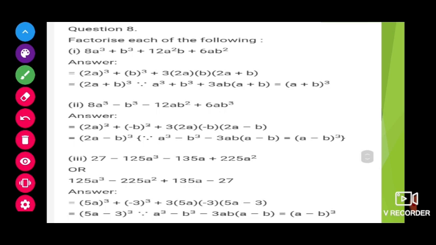Next, question number 8. Factorize each of the following. 8a cube plus b cube plus 12a square b plus 6ab square. Now children, here we are having the cube. So factorization means, as you know already, we have to convert this into one of the identity forms. Quadratic factorization means we will go for splitting the middle term. Now here it is a cube, so we will try to convert it as one of the (a plus b) whole cube or (a minus b) whole cube.